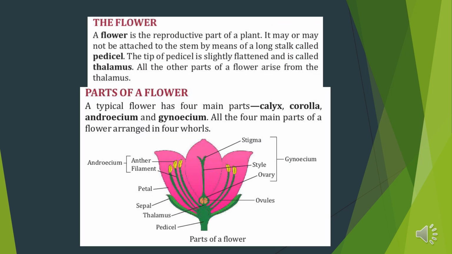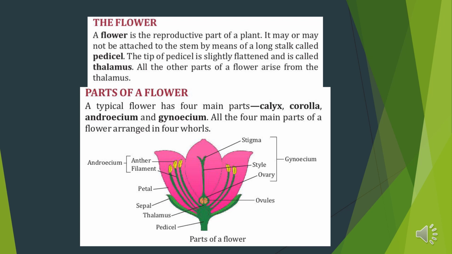Dear students, in the first chapter, we have already discussed the parts of a plant like roots, leaves, buds, fruits. Now in this chapter, we will study the flower. Flower is the most beautiful and attractive part of a plant. And it is the main part also because it takes part in reproduction.